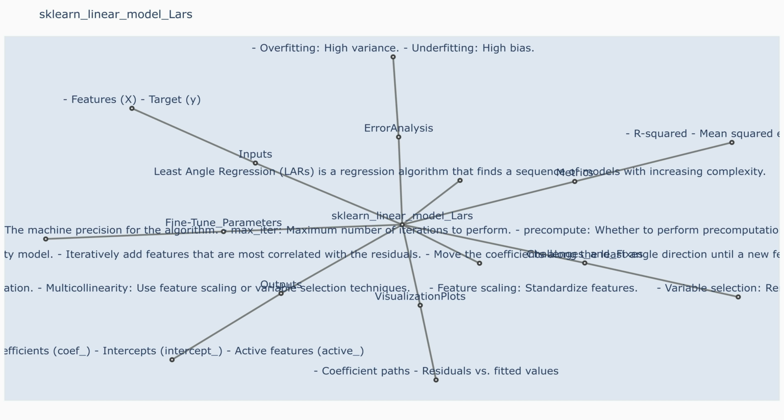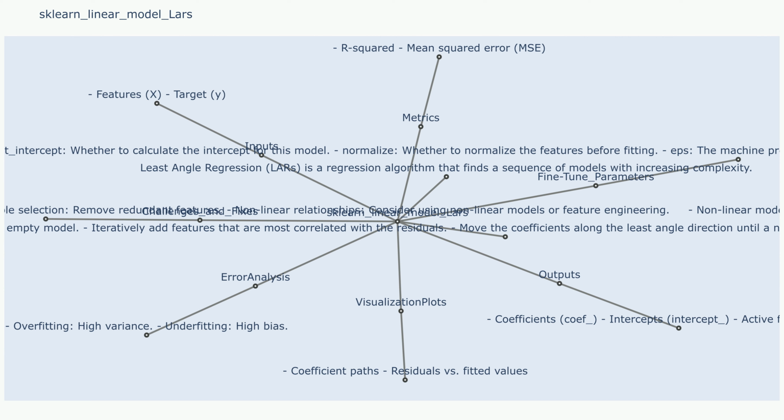sklearn linear model LARS. Description. The least angle regression (LARS) algorithm is a method for fitting linear models that is particularly efficient when the number of features is large. It works by iteratively adding features to the model in a way that minimizes the angle between the residual vector and the current set of features.